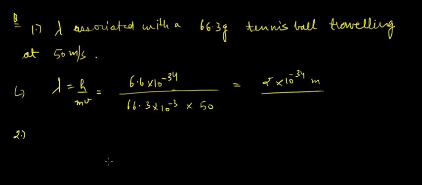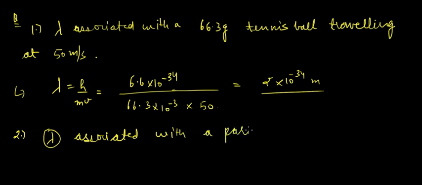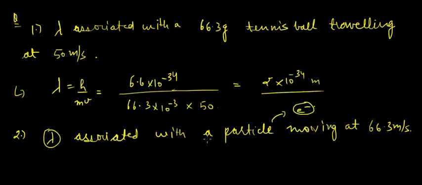Second, you have to calculate the wavelength associated with a particle moving at 66.3 meter per second. Okay, so in this case, let's say the particle was an electron.